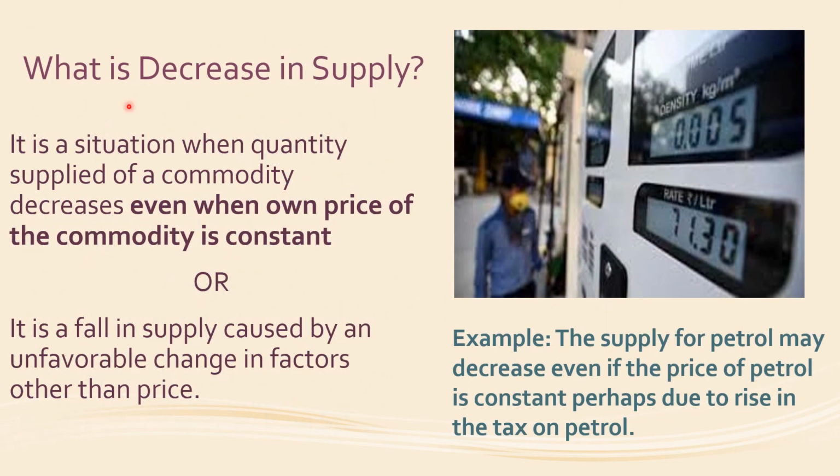What is decrease in supply? It is a situation when quantity supplied of a commodity decreases even when own price of the commodity is constant, or it is a fall in supply caused by an unfavorable change in factors other than price. For example, the supply of petrol may decrease even if the price of petrol is constant, perhaps due to rise in the tax on petrol, tax being a factor other than price.